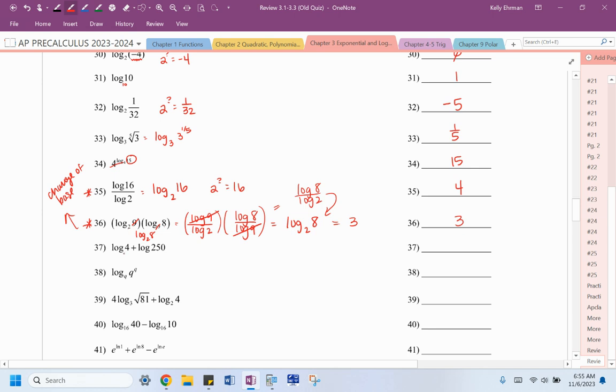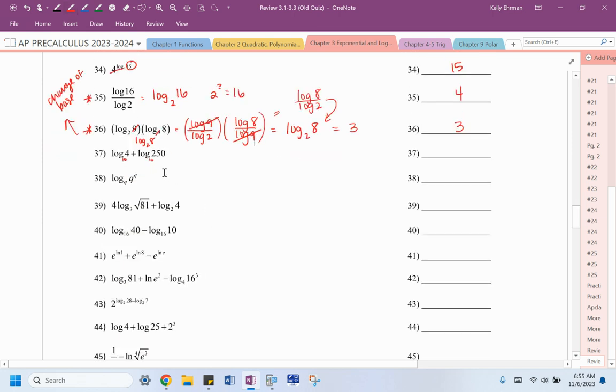Okay, 37. These two logs are base 10. So I always check to see, can I simplify them? Like 10 to a power is 4? No. 10 to a power is 250? No. So that means you should condense first. Let's see, 25 times 4 is 100. So 250 times 4 is 100 with an extra 0, 1,000. And then powers of 10, just count the zeros. 10 to the third is 1,000.